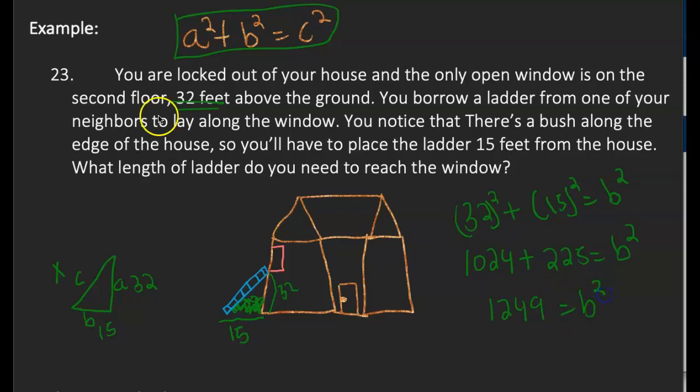B squared. Remember what we said about in order to cancel a square, the opposite is to square root it. That's what we're going to do here. Go ahead and square root that. That gives you 35.341 and a few other decimals. So rounding it to 35.34. Right? And that will be the length of the ladder.